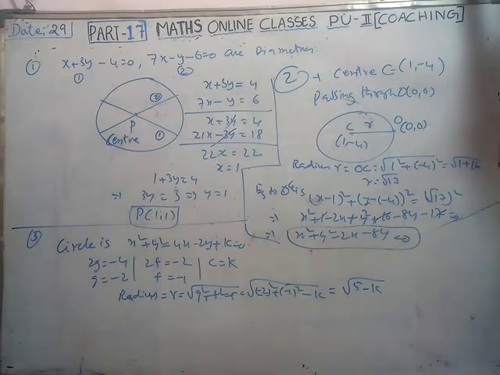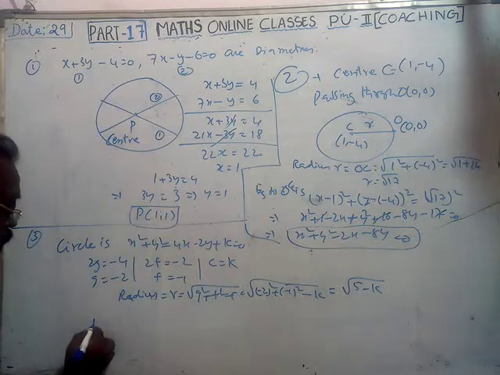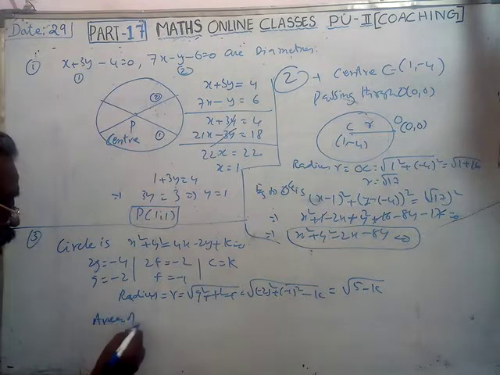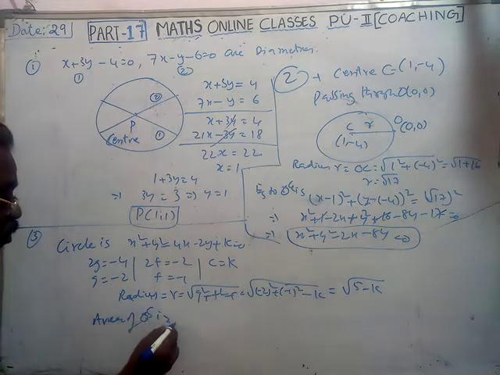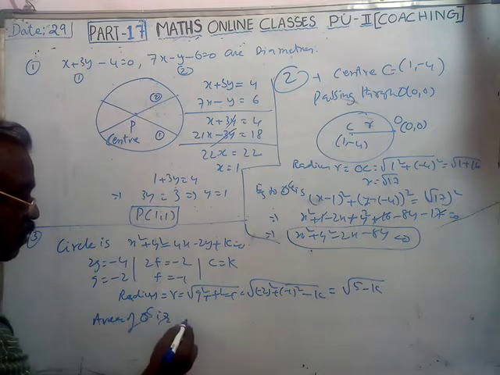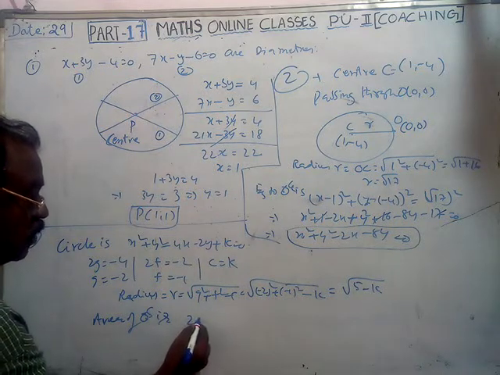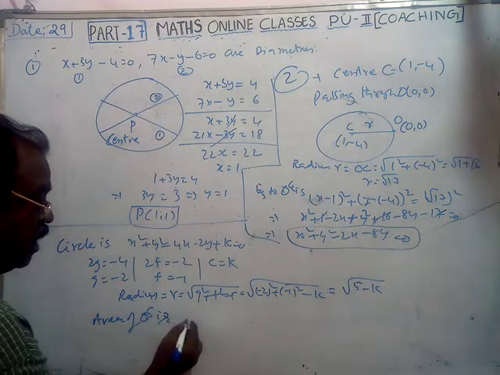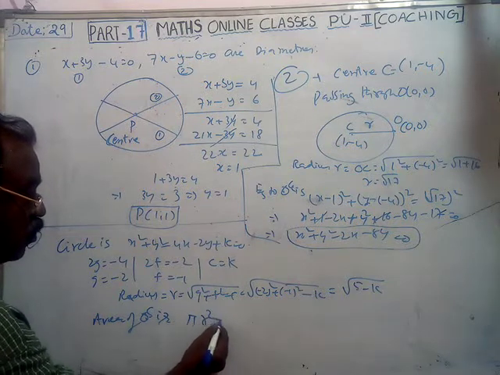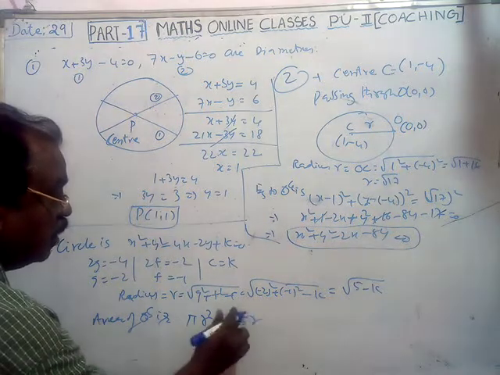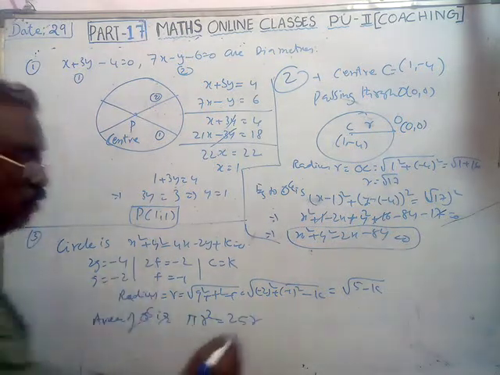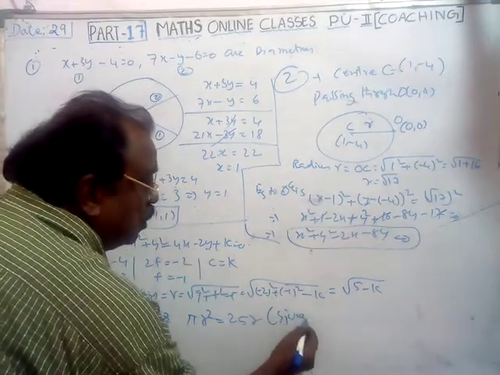We know that the r value is given. But what is the area of the circle? What is the area of the circle? It is pi r square. Pi r square is equal to 25. It is given in the problem. Don't need to worry.